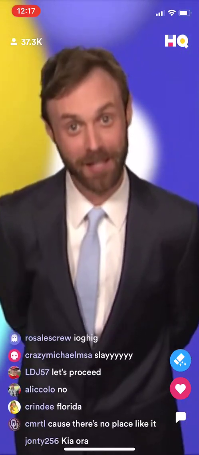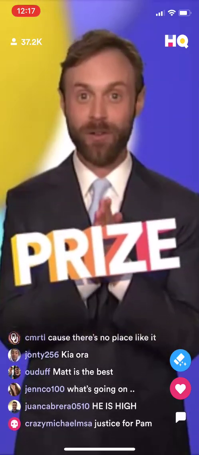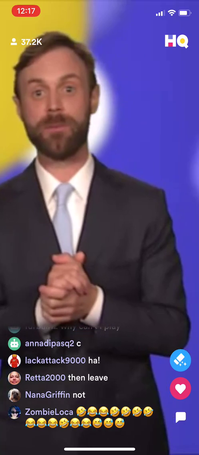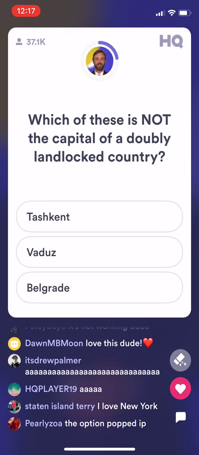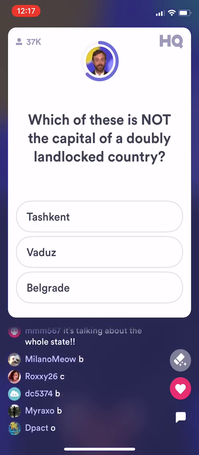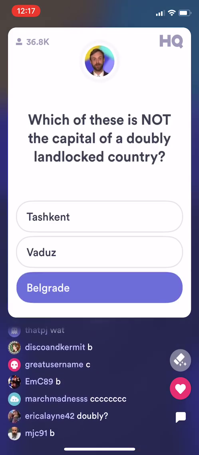All right, next prize question. Here's your chance at winning some more money. A little more this time. Here we go. Question 12. Which of these is not the capital of a doubly landlocked country? Tashkent, Vaduz, Belgrade. Which one?